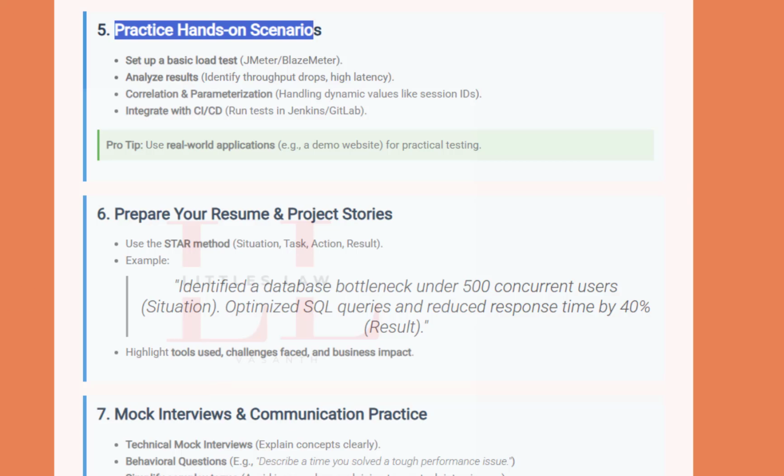And also make sure that you emphasize on the tools used. For example, JMeter with Groovy scripting or CI/CD integration. What challenges you face, like dynamic parameterization or deployment issues, and what kind of business impacts you have, such as revenue gain, stability, or user experience improvements. So by practicing all these scenarios and by preparing STAR-based project stories for your resume, you will showcase both your hands-on skills and your value to potential employers.